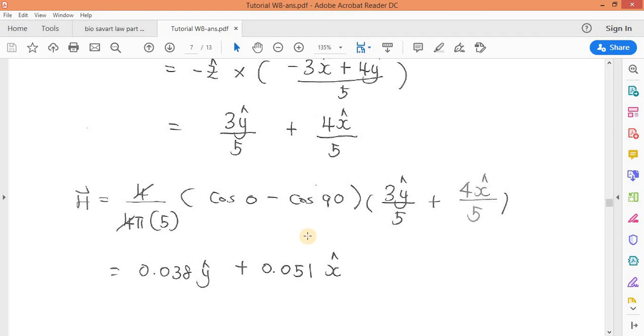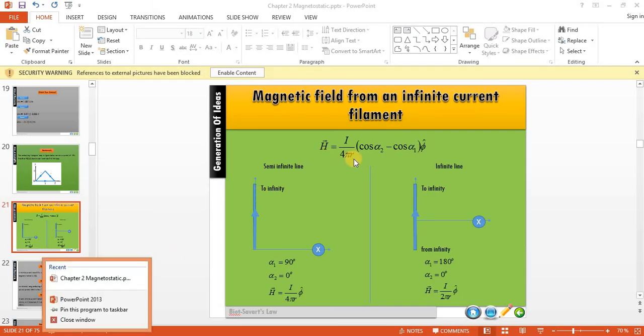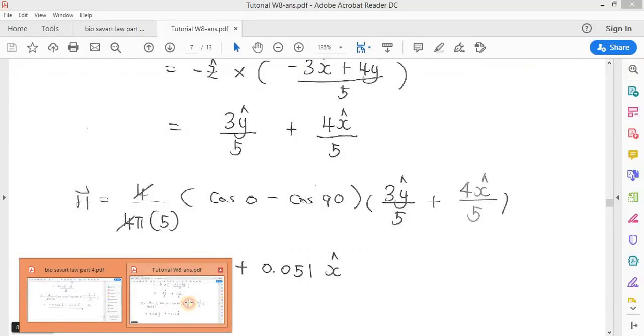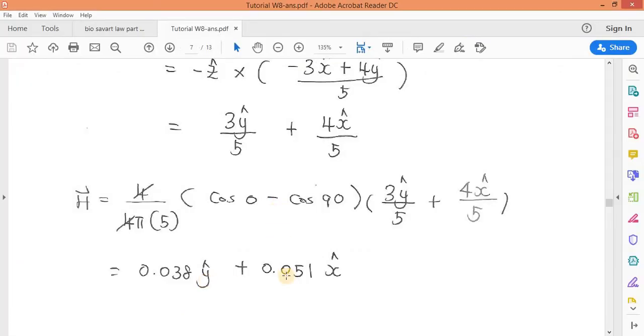Okay, you can plug in the angles. Just now I mentioned you no need to use the angle, right? But you can also use this one. In order to find your answer, you will get the same result.